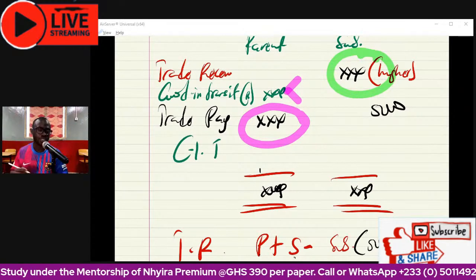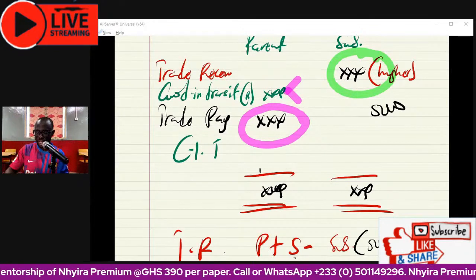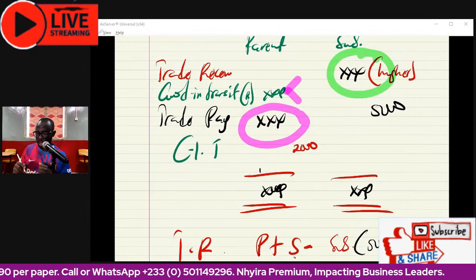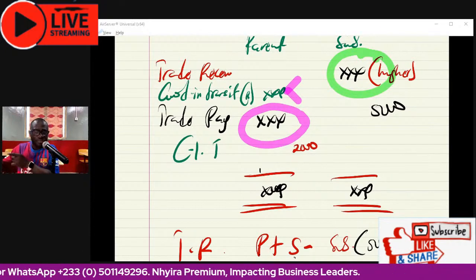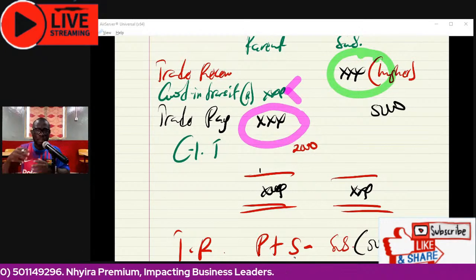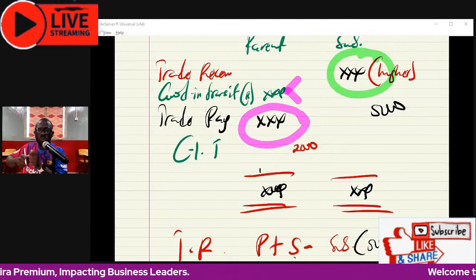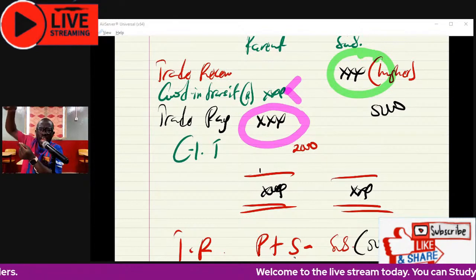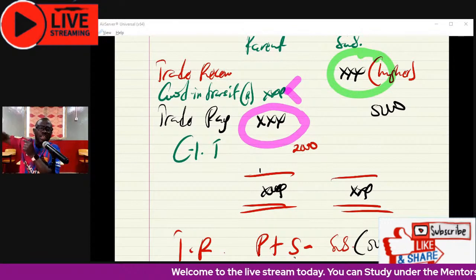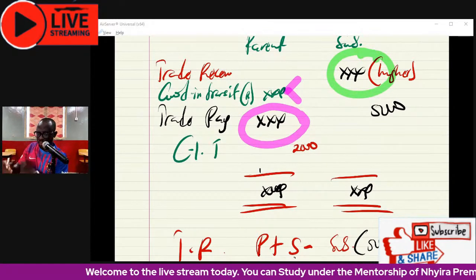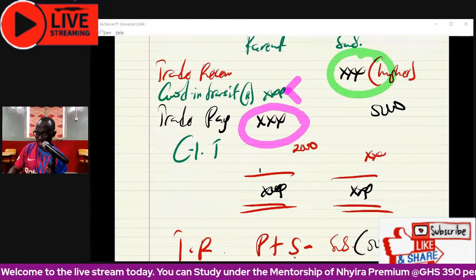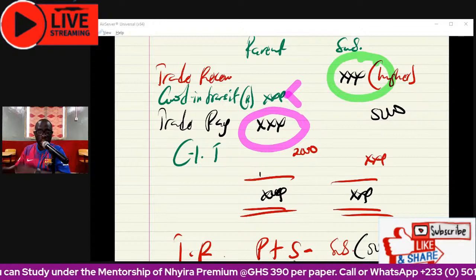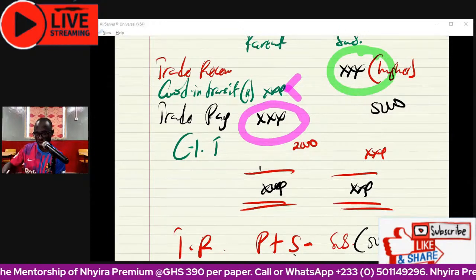CIT, cash in transit. Probably the reason why the parent is having 2,000, but the subsidiary is still having 5,000 is because the parent entity has wired some check or paid some money, but the subsidiary had not received that money until after the reporting date. For that reason, the cash in transit will be recorded in the books of the person supposed to receive it. In which case, the same rule is going to be applying.